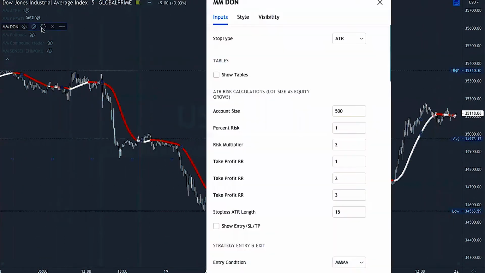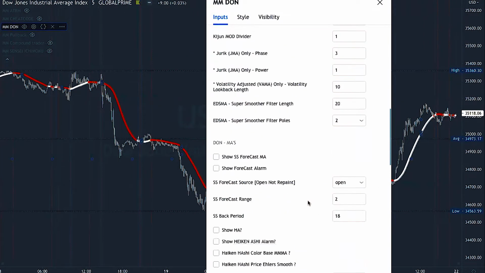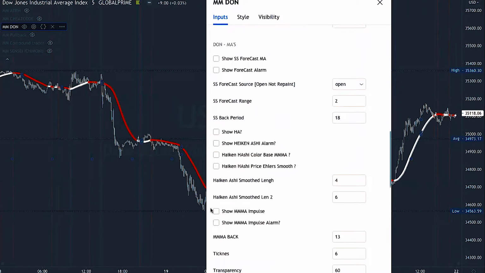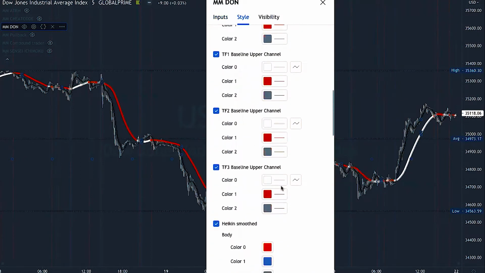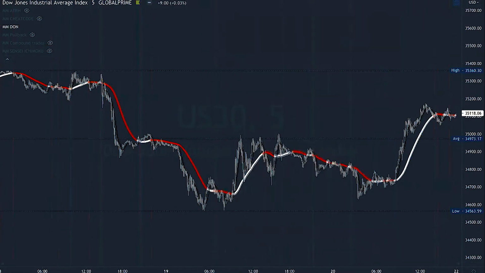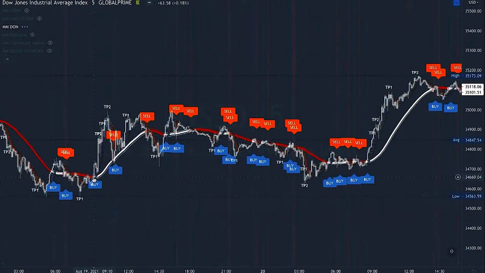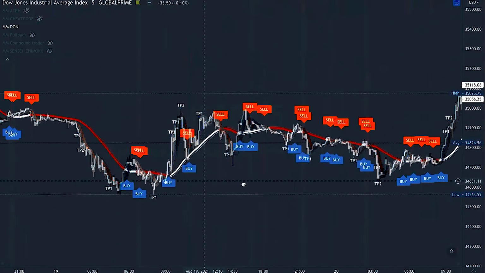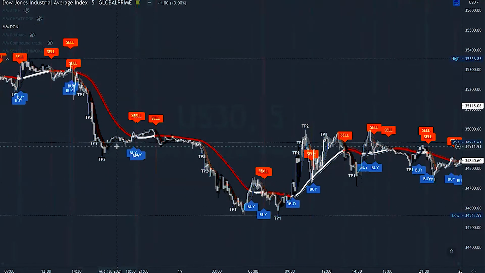Now, within the Don itself, if I leave the ALMA at 100, let me show you, let's use the Heikin-Ashi smooth moving average. At this moment in time, it is using the Heikin-Ashi buy and sell signals, show entry and TP, when the moving averages cross the baseline of the ALMA, right? And you see all these entries happening. So right now the Don is giving signals based on the crosses of the moving average towards the baseline.